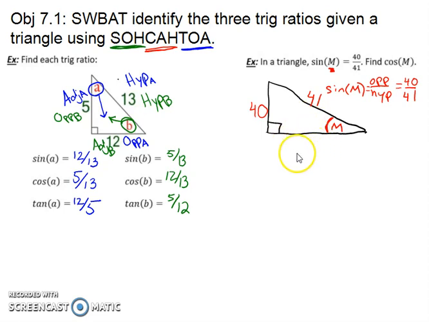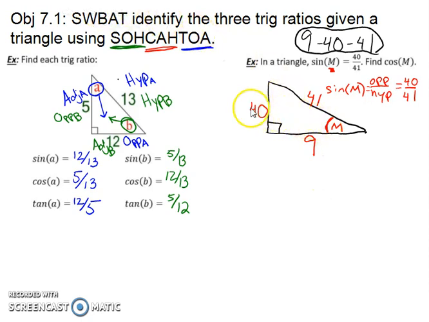Now there's 2 ways to do it. You could either use Pythagorean theorem, a squared plus b squared equals c squared, or you can recognize that this particular triangle is a Pythagorean triple. So the triple that this one is 9, 40, 41. And you should see that on your page, but you should also have these memorized. If you see 2 of these numbers, you know what the third one is. So I don't need to do any work here. I just know that the third side is 9.